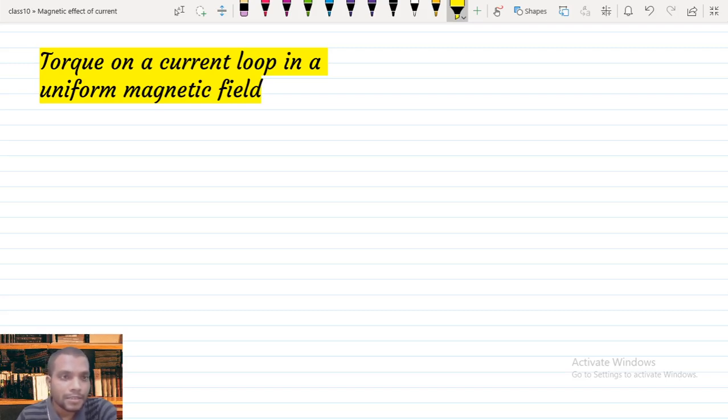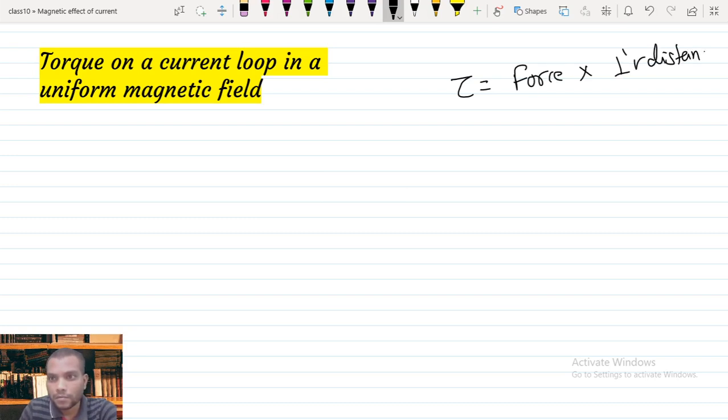Today I would like to discuss torque on a current loop in a uniform magnetic field. Please remember, torque equals force times perpendicular distance. Torque is a vector, having magnitude and direction.